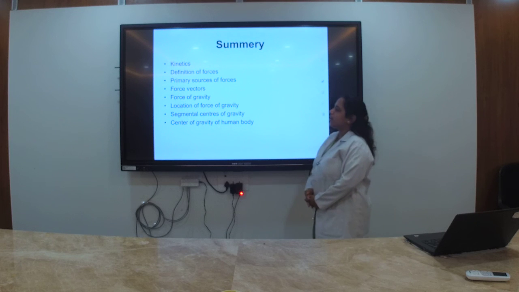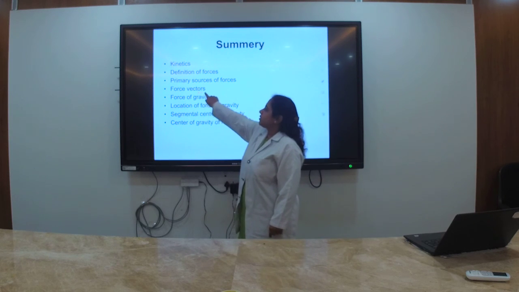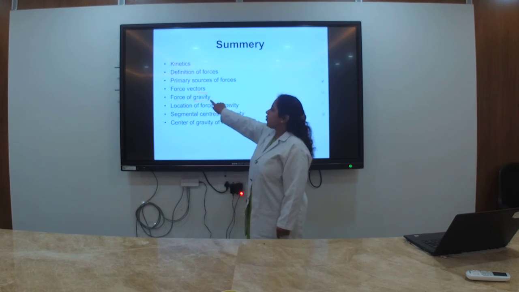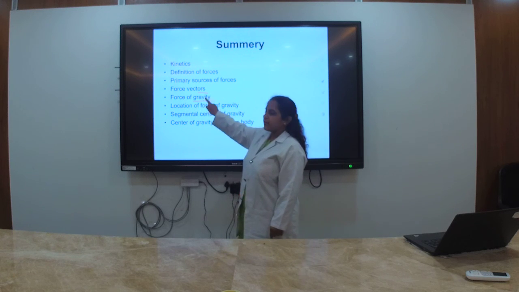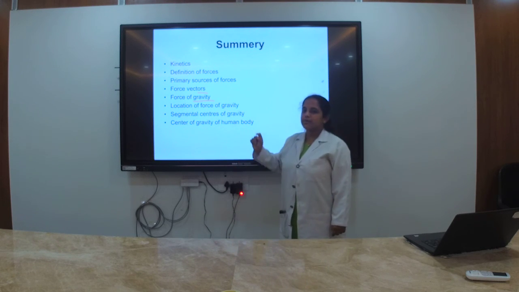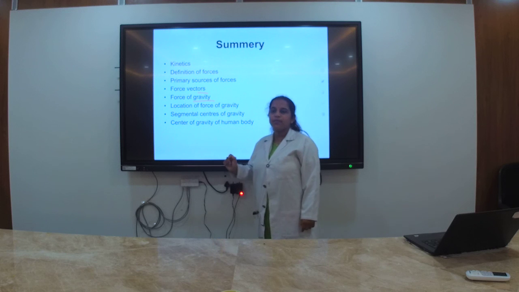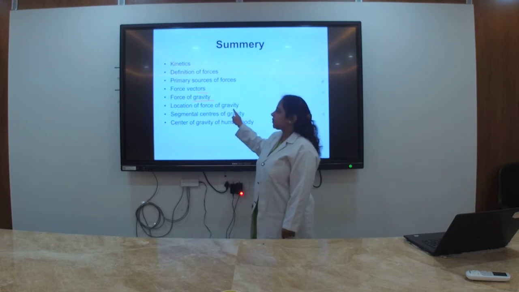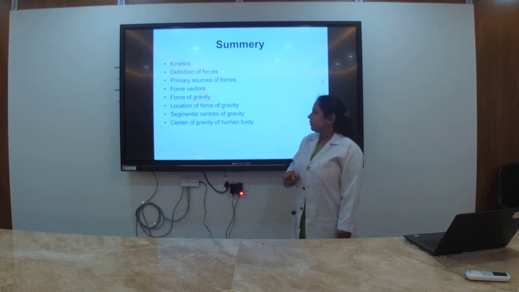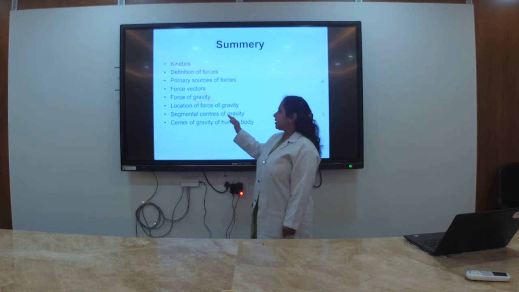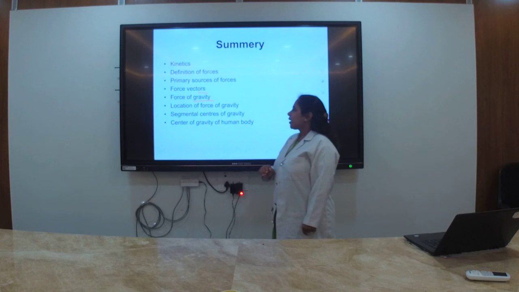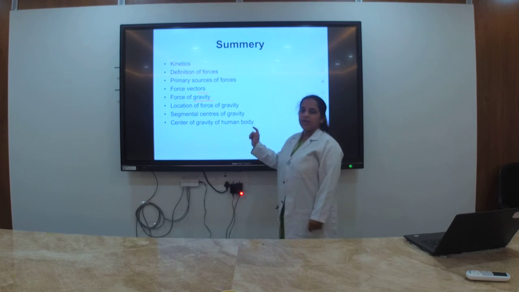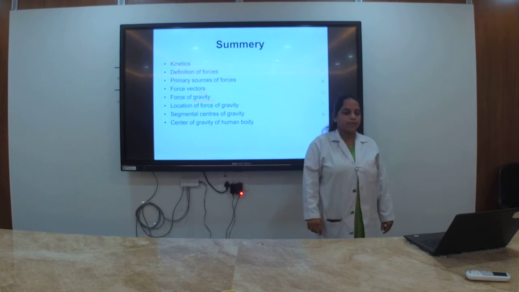Then we have learned about the force vectors. We have learned about the force of gravity. Then we have learned about the center of gravity which lies just anterior to the second sacral vertebra. Then we have seen the rearrangement of the force of gravity, different segmental centers of gravity, and the center of gravity of the human body.